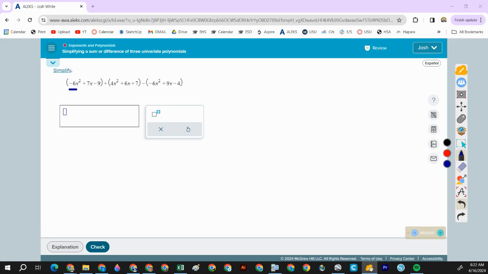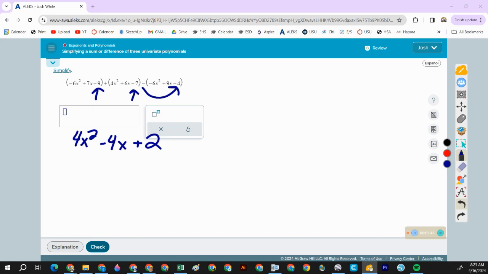So 6x squared plus negative 6x squared plus 4x squared is negative 2. And then we're going to subtract negative 6, which is the same as plus 6. So negative 6 plus 4 is negative 2, plus 6 is 4, x squared. 7x plus 6x is 13. Oh, minus 9 is negative 4. Then negative 9 plus 7 is negative 2. Minus negative 4 is the same as plus 4. So plus 2.